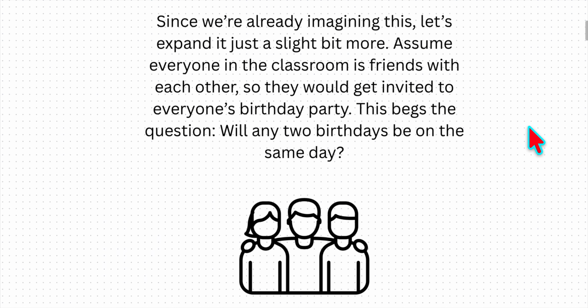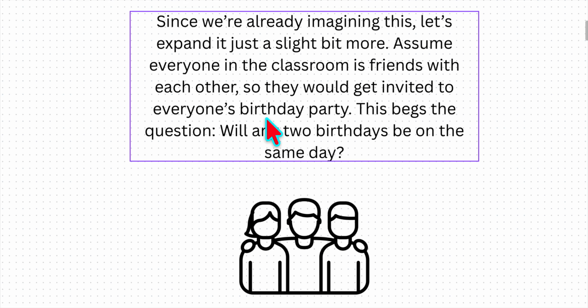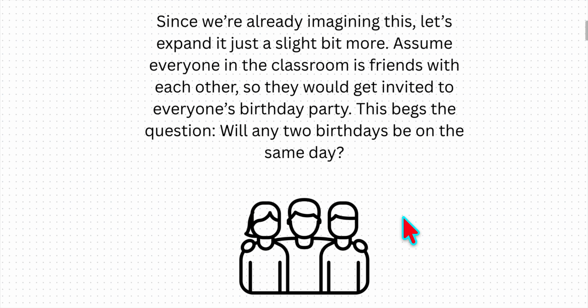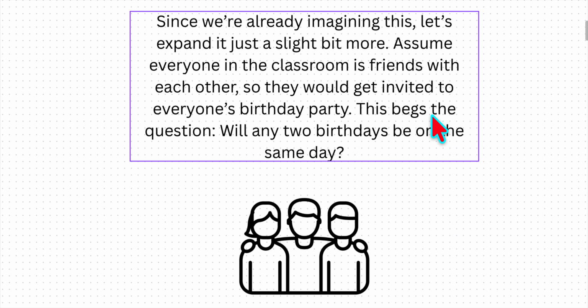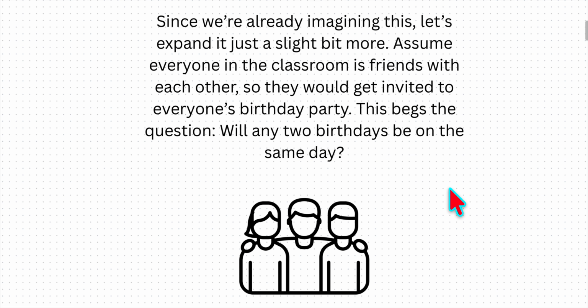Since you're already imagining this, let's expand it just a slight bit more. Assume everyone in the classroom is friends with each other, so they would get invited to everyone's birthday party. And this begs the question, will any two birthdays be on the same day? Why? Well, since everyone's friends, they're going to want to go to everyone's birthday party. If two of them are on the same day, well, you can't go to both, or you'll miss out on some of it.